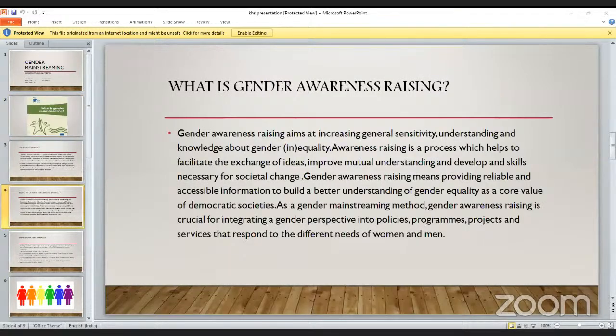Gender awareness raising aims to promote and encourage a general understanding of gender related challenges, for example, violence against women and the gender pay gap. It also aims at increasing general sensitivity, understanding, and knowledge about gender inequality. It is a process which helps to facilitate the exchange of ideas, improves mutual understanding, and develops skills necessary for social change.